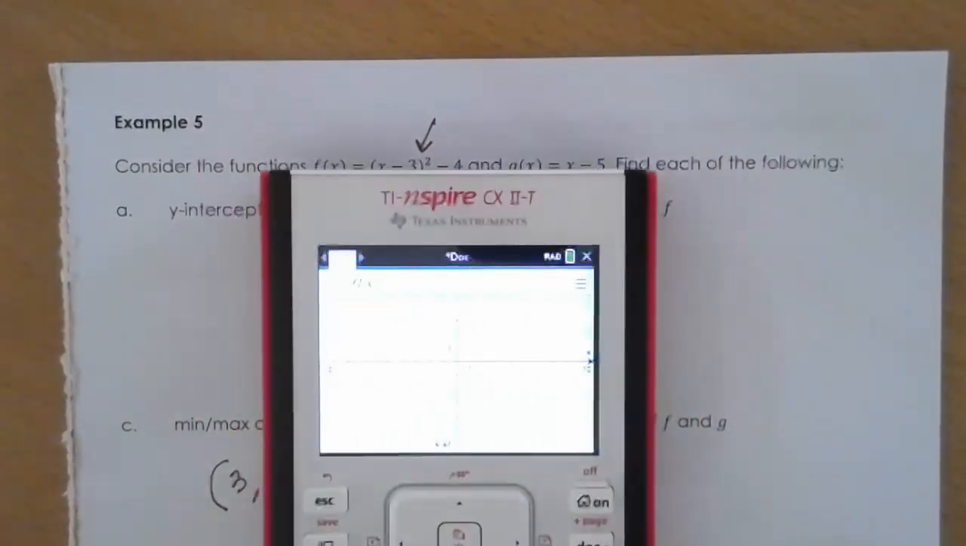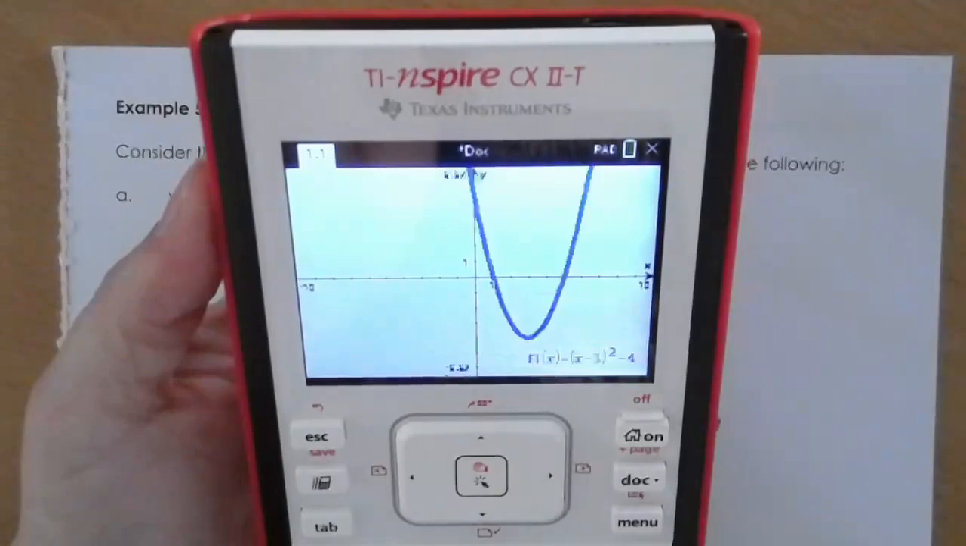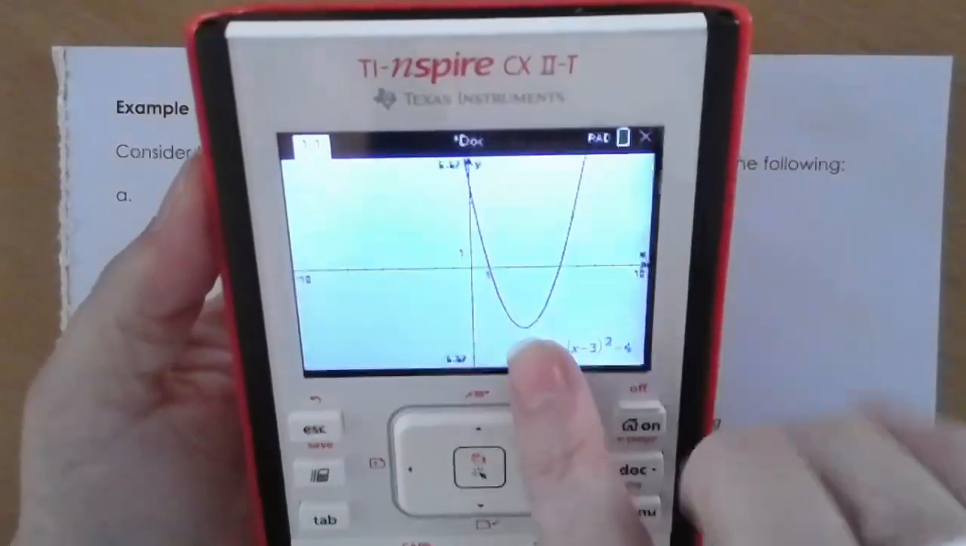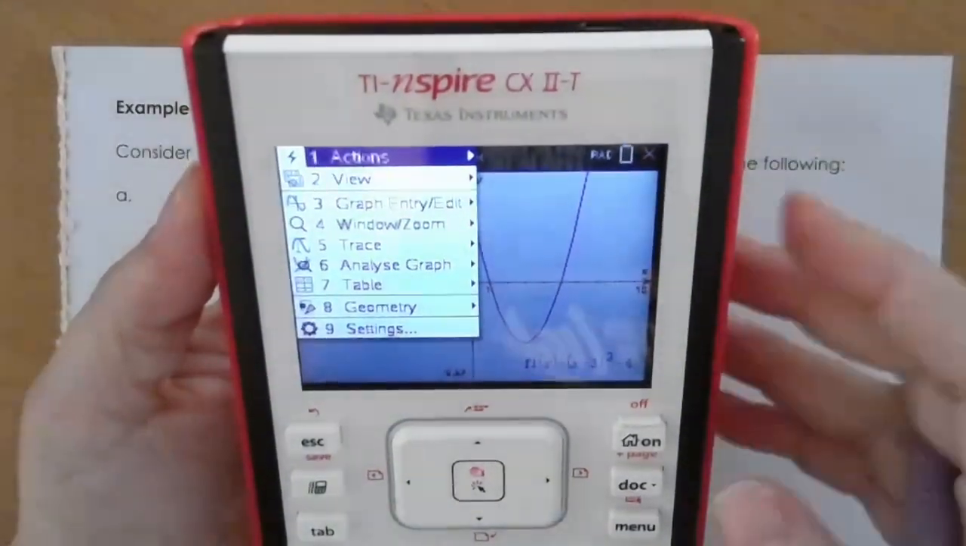So if you go to your calculator and you type in this equation and graph it, we will be able to see the picture. Okay, so I have it in here. Here's my parabola. Like I said, you could get this minimum right here by doing your analyze graph. But let's go ahead and look at the y-intercept.